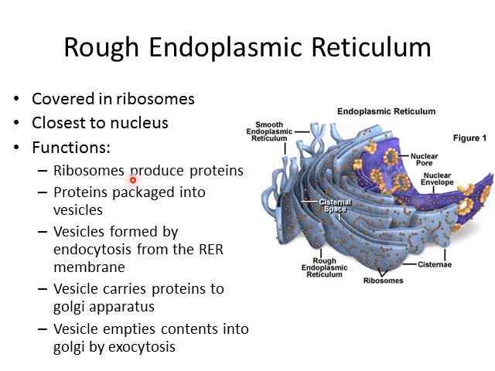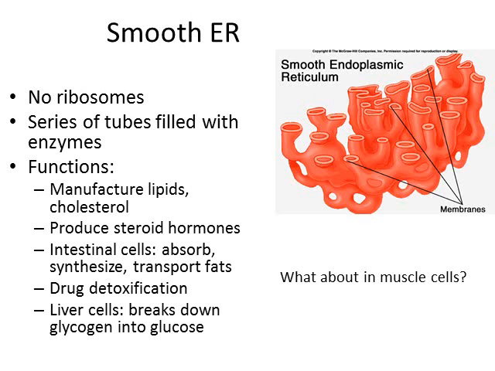Okay, functions are creating proteins. So the ribosomes produce proteins. These proteins are packaged into vesicles, and these vesicles are formed by endocytosis from the rough endoplasmic reticulum. Part of it just comes off and forms a vesicle. This vesicle carries proteins to the Golgi apparatus, and then the vesicle empties its contents into the Golgi apparatus by exocytosis. Okay, so the main key here is the function, and that's the ribosomes are there to produce proteins.